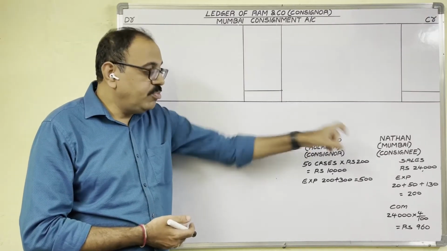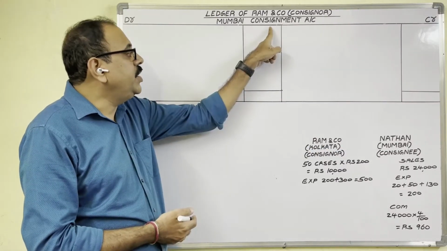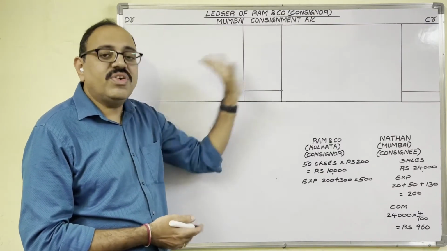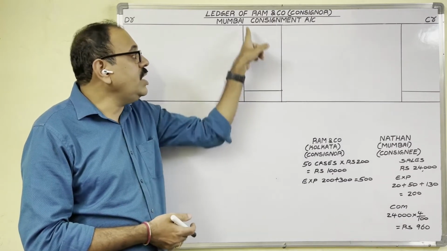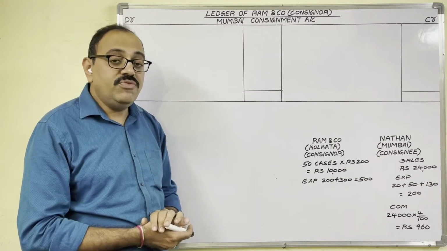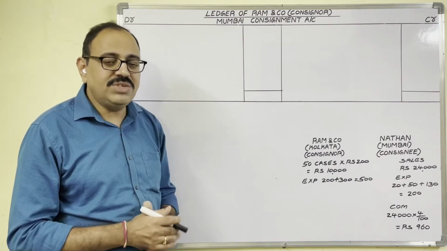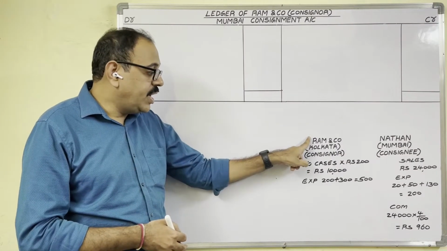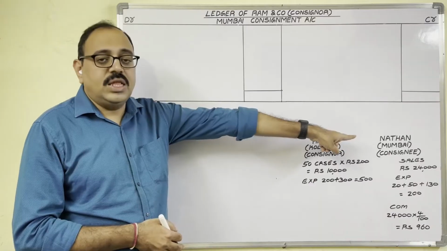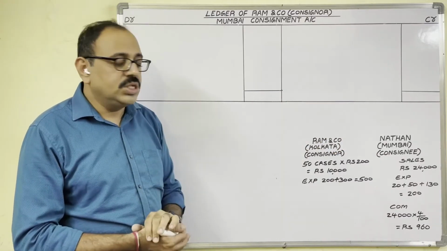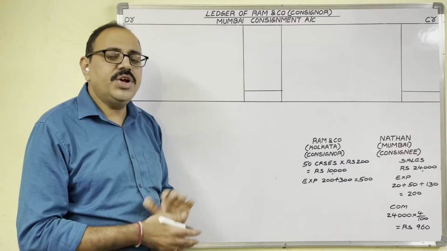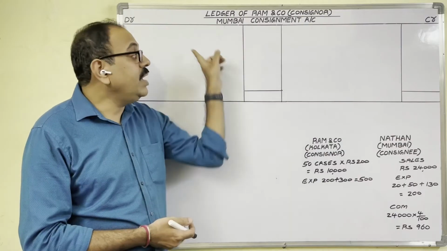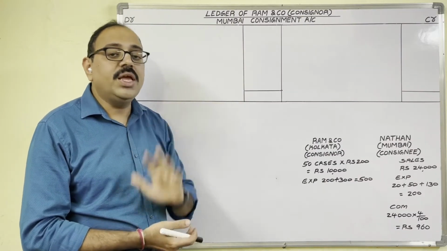The consignee is living in Mumbai, therefore for consignment you have to add the consignee's area name, Mumbai. So Mumbai consignment account is the first account. We are preparing this account in Ram and Company's books, so think from their point of view. Our assumption is we are the accountant of Ram and Company. First, what happened? Ram and Company consigned goods to Nathan. For sending these goods, we have to write the first journal entry and post that entry in this account. For posting, to prepare the consignment account, you have to remember one important point.